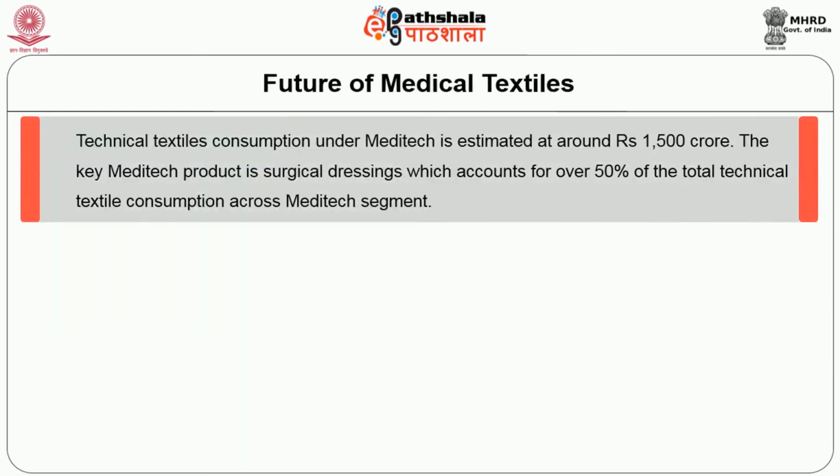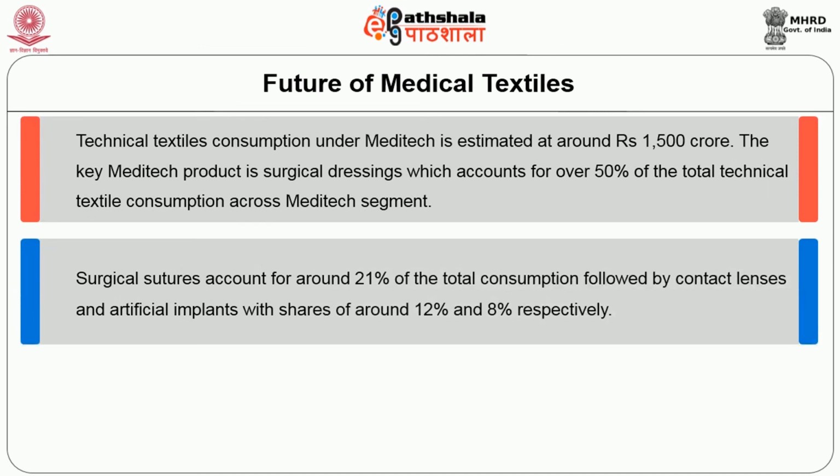Next, we shall be seeing about the future of medical textiles. Technical textile consumption in medical textiles is estimated at around rupees 1,500 crores. The key medical textile product is surgical dressing, which accounts for over 50% of the total technical textile consumption across the medical textile segment. Surgical sutures account for around 21% of the total consumption, followed by contact lens and artificial implants with a share of around 12 and 8% respectively.